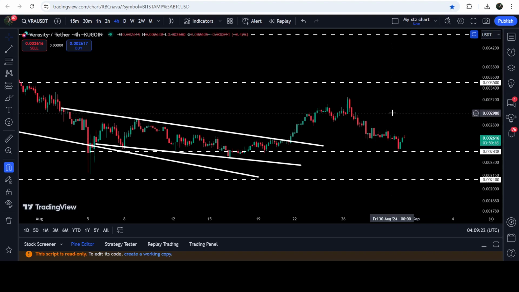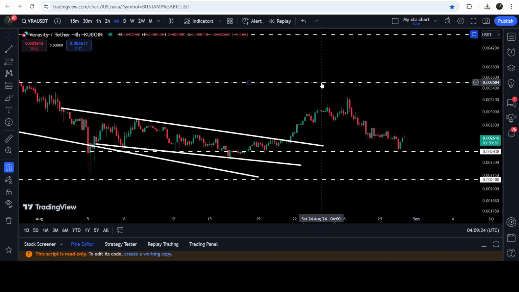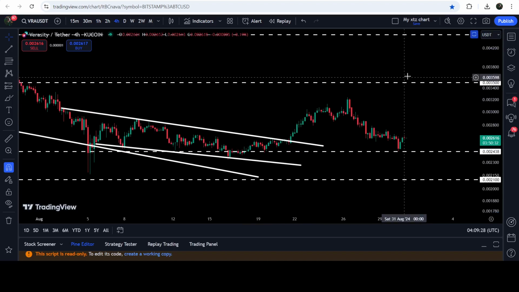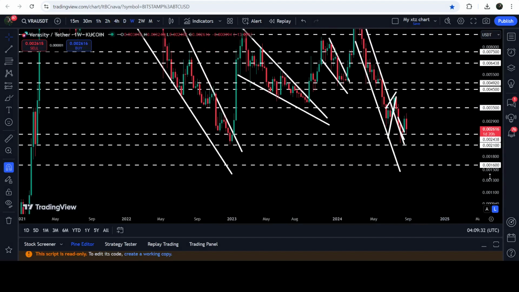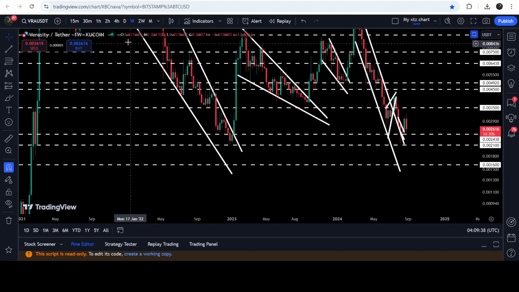And now we need to keep an eye on the next resistance that is here at $0.0035, a quite long-term resistance we have here. If we take a look at the 7-day time frame chart, then you can see that this $0.0035 has been working as a strong support here for a few weeks. Therefore, now it can work as a strong resistance.